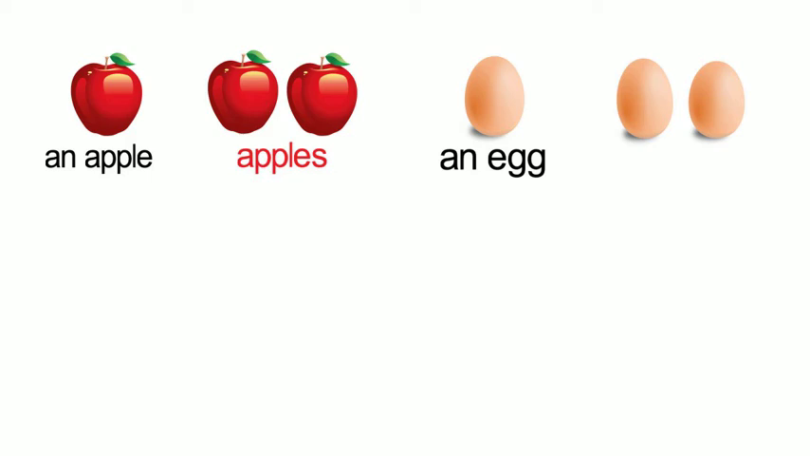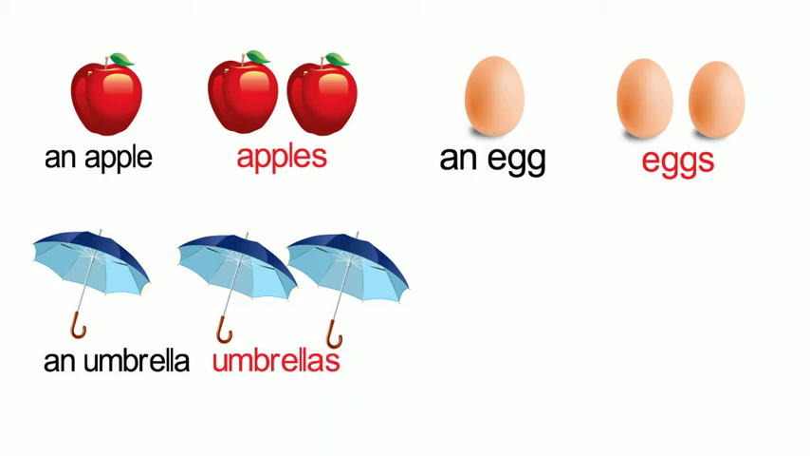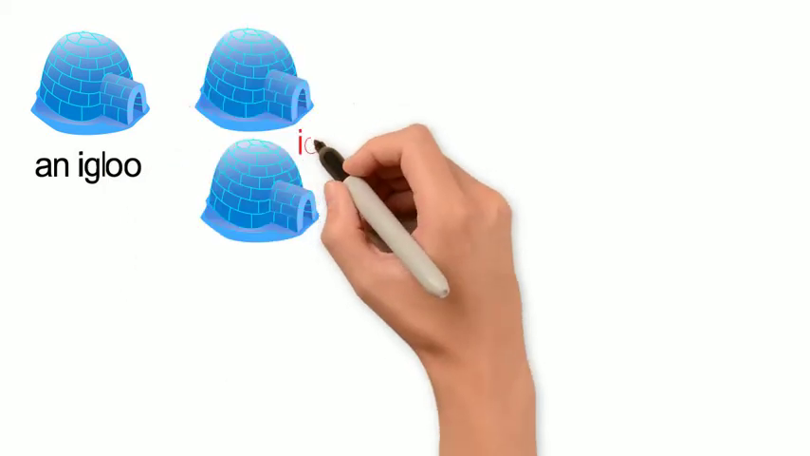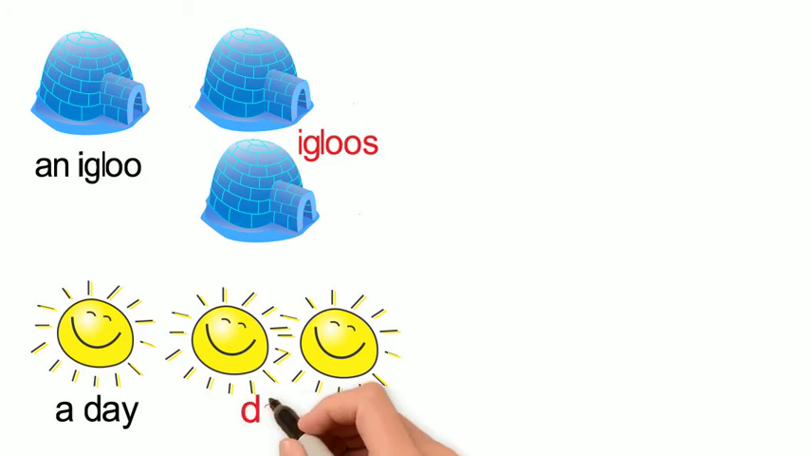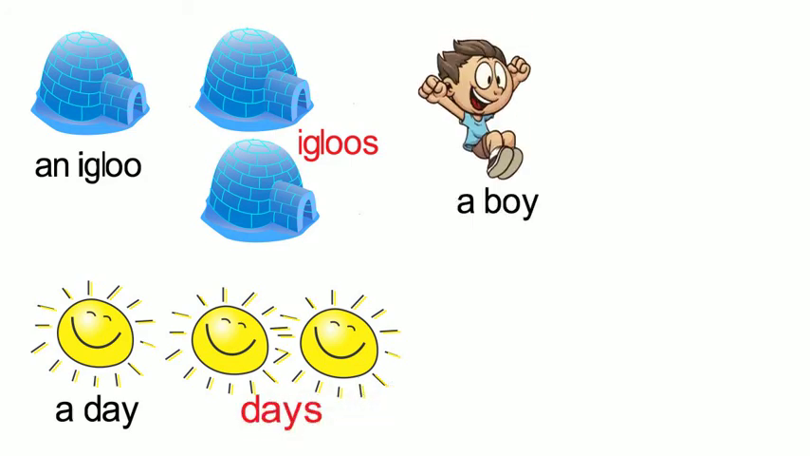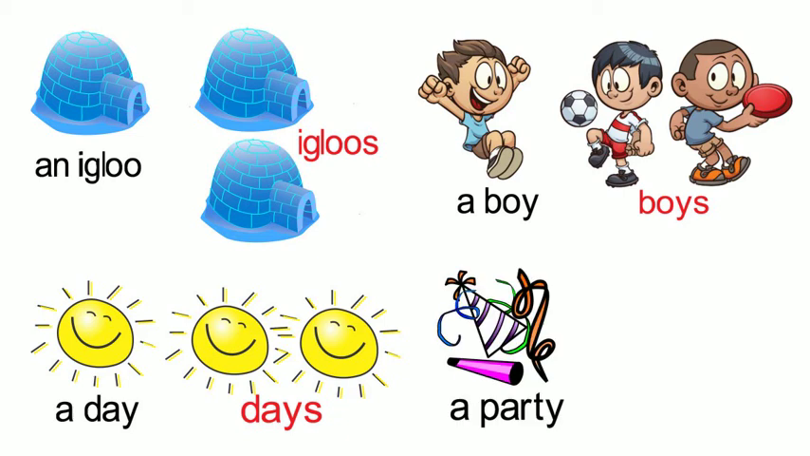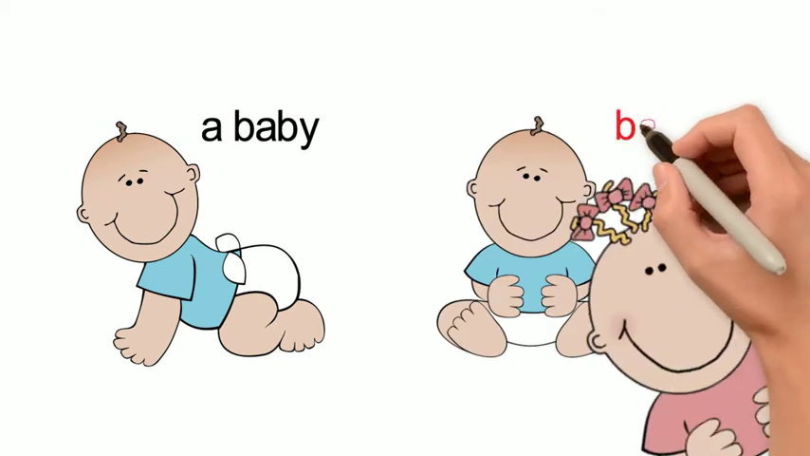An egg becomes eggs. An umbrella becomes umbrellas. An onion becomes onions. An igloo becomes igloos. A day becomes days. A boy becomes boys. A party becomes parties. And a baby becomes babies.